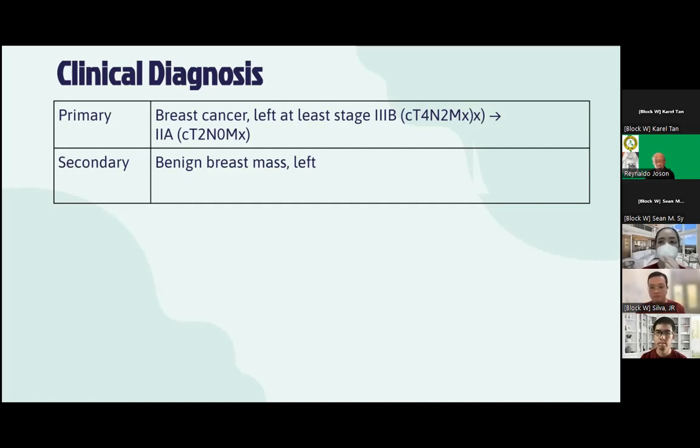So try your best to come out with a more specific diagnosis, no? In the process, when you do that, you also learn. Pag may biopsy na, alam mo na, if it turned out to be invasive ductal carcinoma, then sabihin mo, hindi pala phyllodes ito. Okay, you learn from the experience, no? Okay, okay.